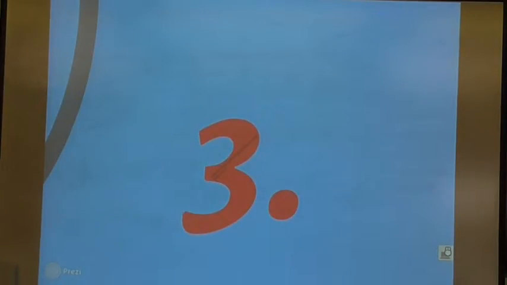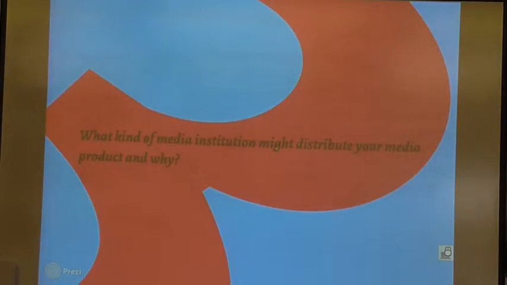Evaluation Activity 3. What kind of media institution might distribute your media product and why? A production company is responsible for the fundraising of a production. It handles the organisation and the actual production, post-production, distribution and marketing. The production company is owned by a media conglomerate.